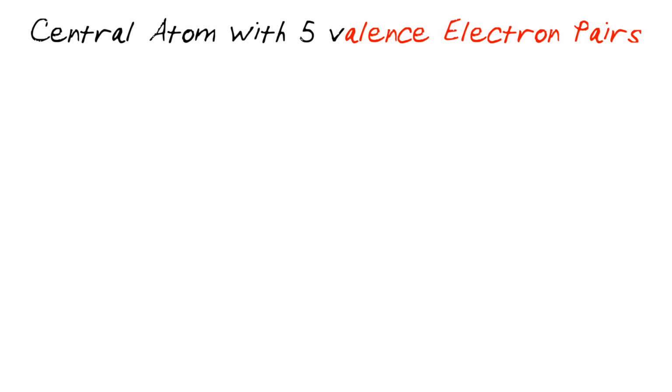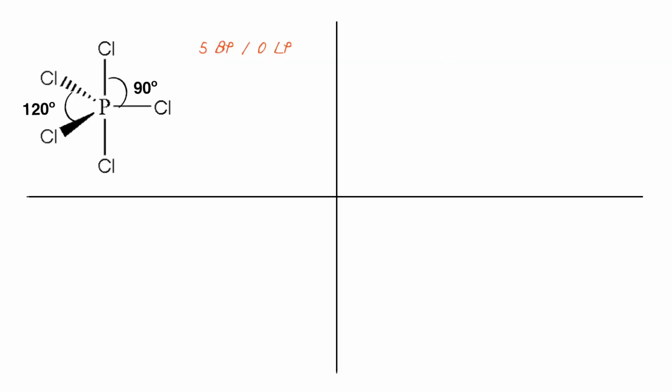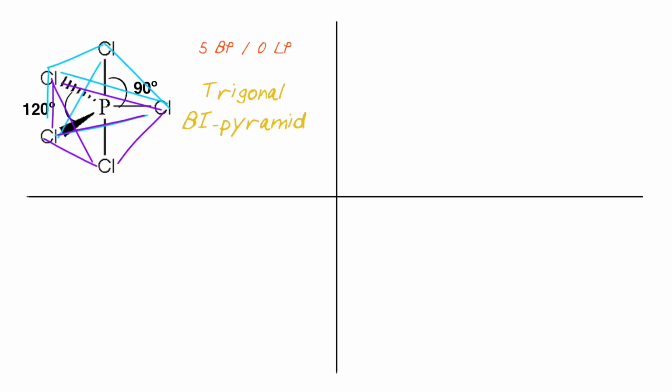Next, central atoms with 5 electron pairs. If we've got 5 bonding pairs and no lone pairs, like we do in the case of phosphorus pentachloride, the shape is called a trigonal bipyramid. That's because the triangular base of 2 pyramids essentially exists in the middle, and you can see what I'm saying here with the pen and the lines I'm drawing.